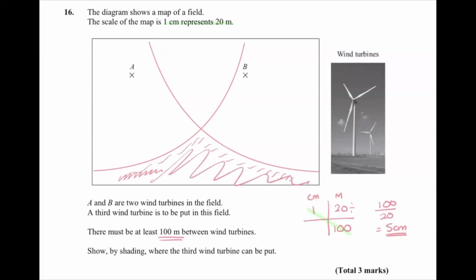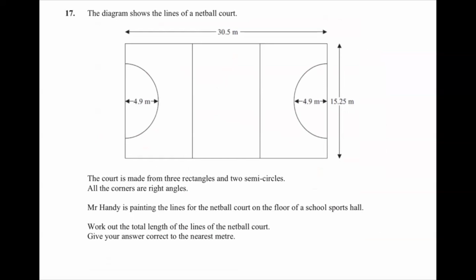And that's what it should look like. Okay, so Mr. Handy is painting the lines for the netball court, and we've got to work out the total length of all of the lines. So we can see here the length is 30.5 meters, and we've got 2 of those.